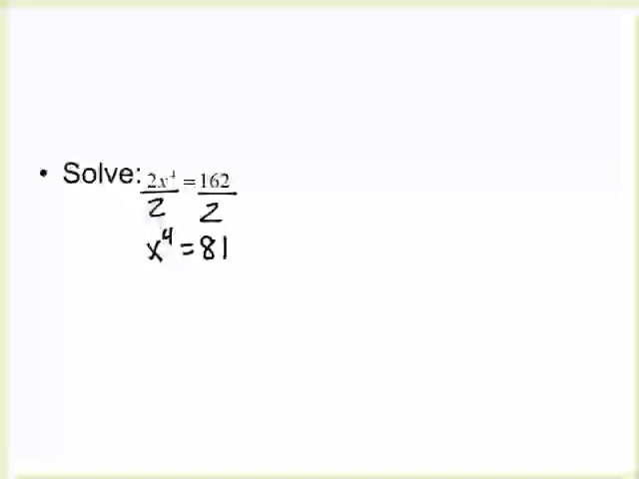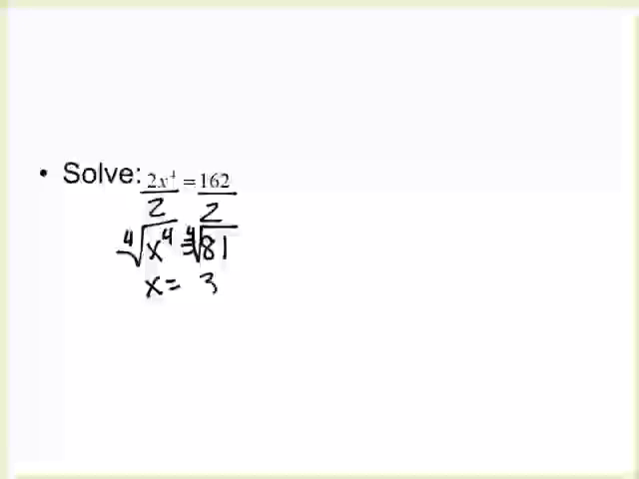We haven't worked with 4th power equations before, but we worked with quadratics a lot. If it was x squared equals 81, what would I do? Take a square root. So if it's x to the 4th equals 81, what do you think I'm going to do? Take a 4th root. I'm going to take a 4th root of both sides. And that gives me x equals, a 4th root means what times itself 4 times gives me 81.